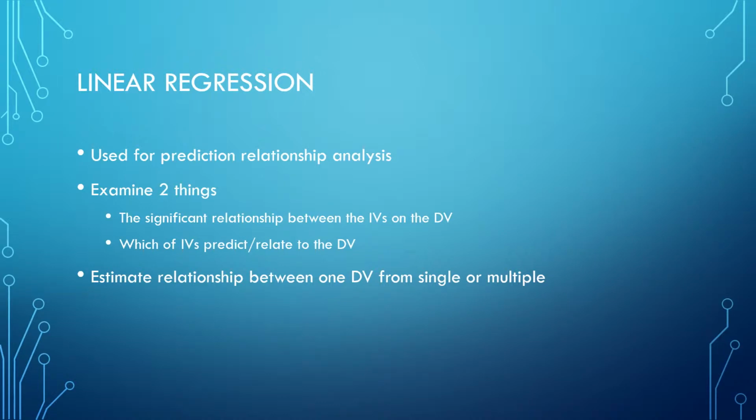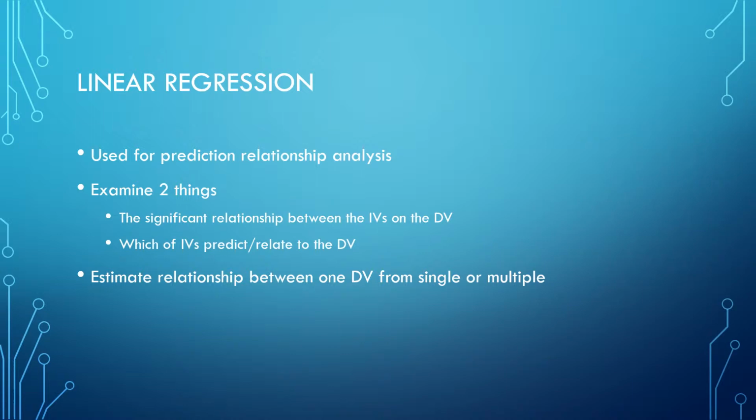What is linear regression? Linear regression is a type of statistical analysis that's most commonly used as a predictive type of statistical analysis. The overall idea with regression is that it examines two things. The first thing is that it's going to show the significance relationship between the independent variable and the dependent variable. And the second thing is that it's also going to show which of the independent variables can predict or is related to the dependent variable.